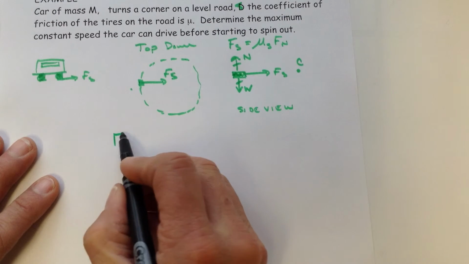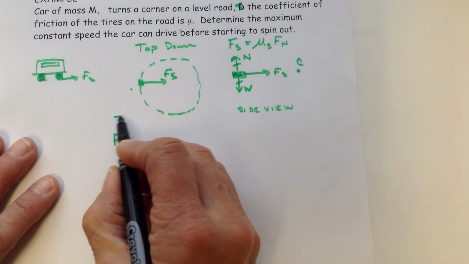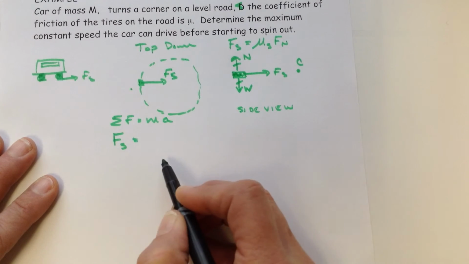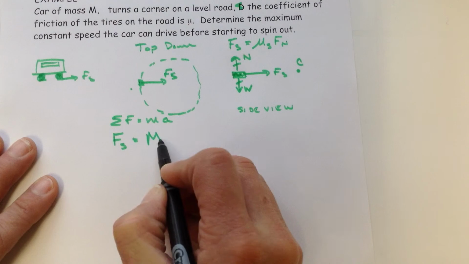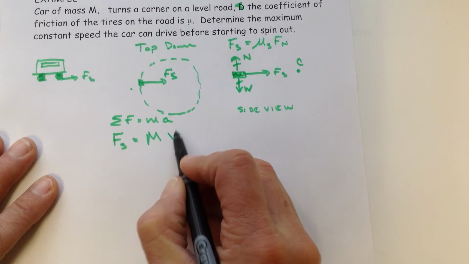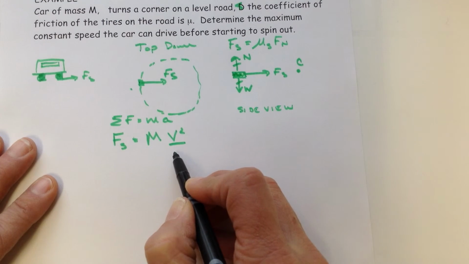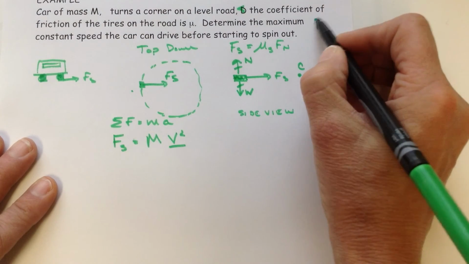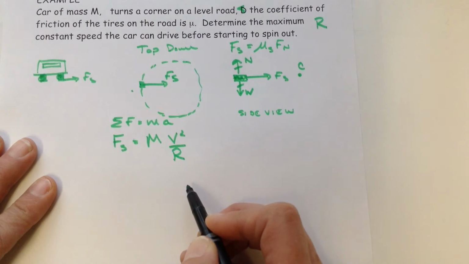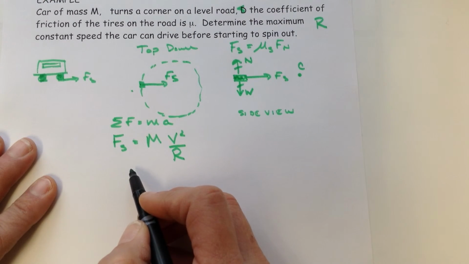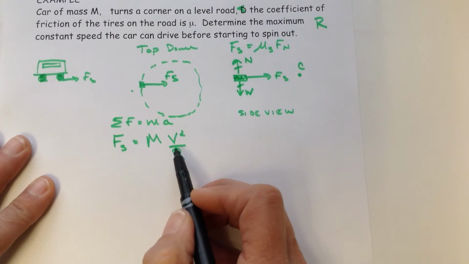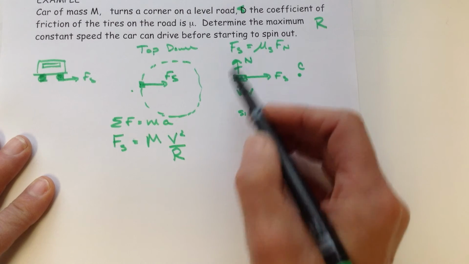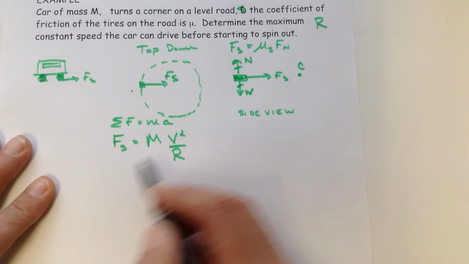Okay, so for our static frictional force, let's do the sum of the forces equal to our mass times our acceleration. Static frictional force is going to be equal to big M times our centripetal acceleration, v squared over r. I didn't give you the radius of the road, so let's say the radius of the road is big R. We'll just call it big R. And we want to solve for the maximum constant speed the car can drive before it just starts to spin out. So again, we're looking at this maximum value of the static frictional force. I want to solve for Vs.